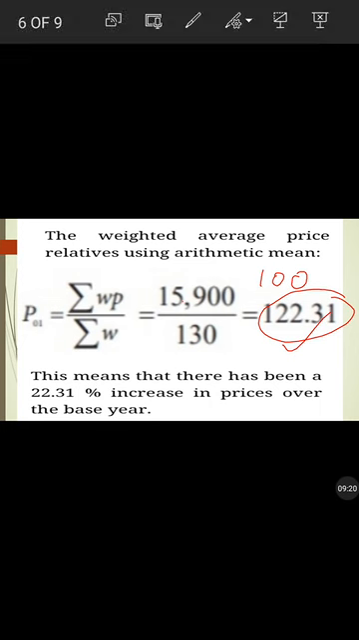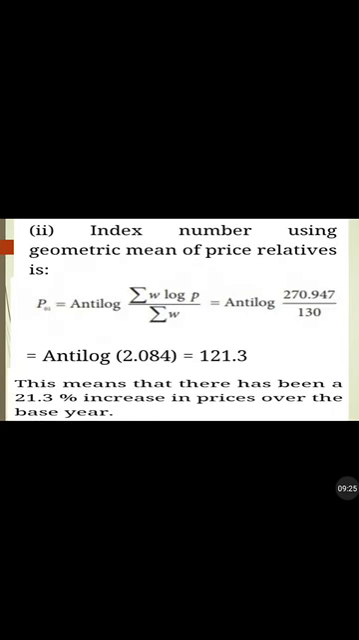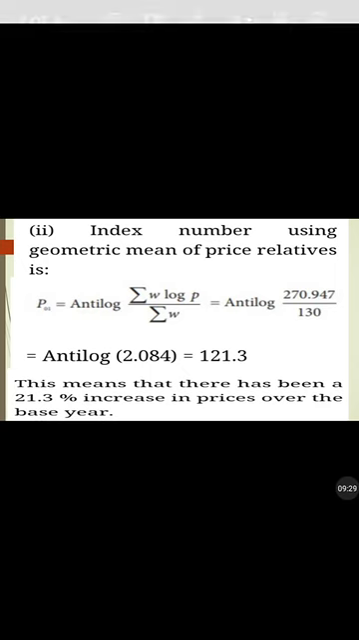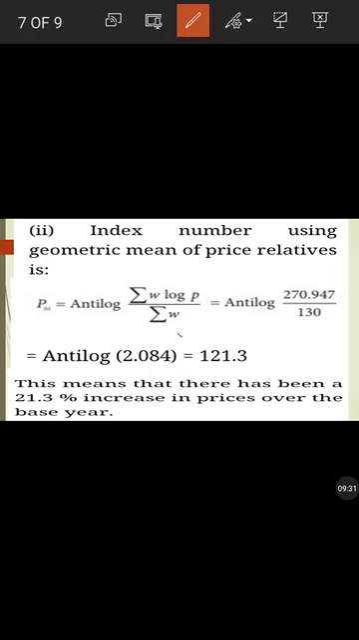Now let us move on to geometric mean. This is the formula. I have already told you the formula. P01 is equal to antilog of summation W into log P divided by summation W. We substitute the values in this formula, and the final answer is antilog of 2.084. So finally we have to take the antilog.